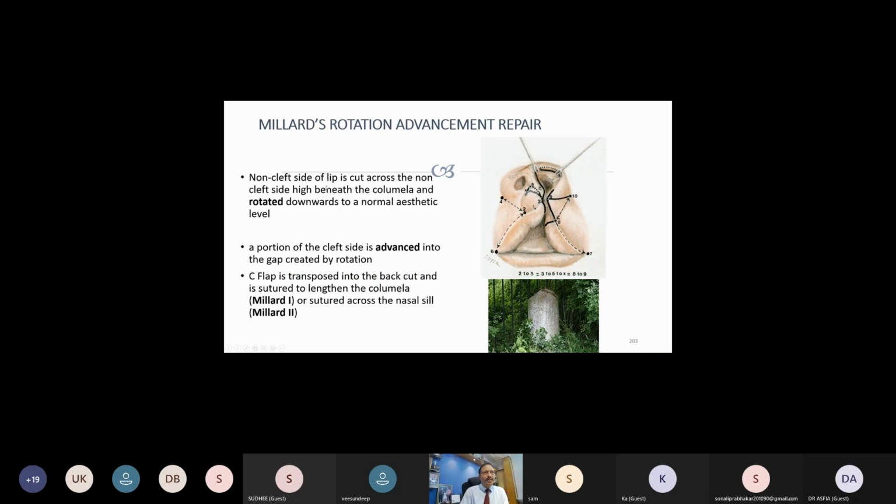The non-cleft side of the lip is cut across the cleft side high beneath the columella and rotated downwards to a normal aesthetic level. It is rotated like this, and a portion of the cleft side is advanced into the gap. So this is being advanced. To help this advancement, he also gave the perialar incision, which is now obsolete. And the C flap is transposed into the back cut and is sutured to lengthen the columella or sutured across the nasal sill.